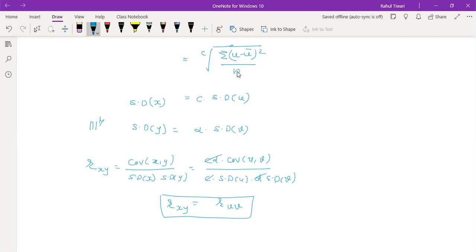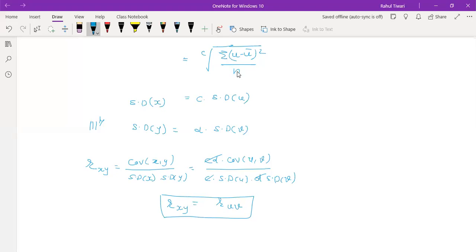Whatever my data is, if I'm interested to get the correlation, my correlation will not be affected even if I shift by whatever number. So that is something you can make note of.